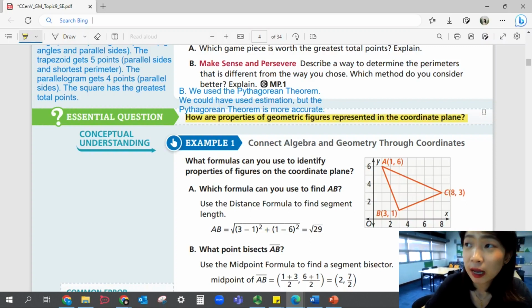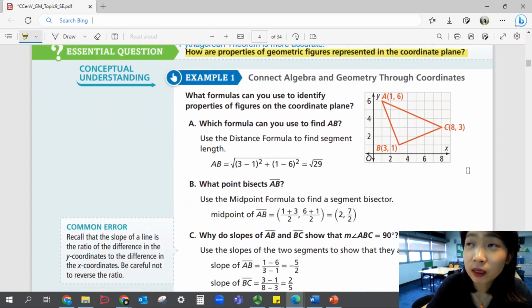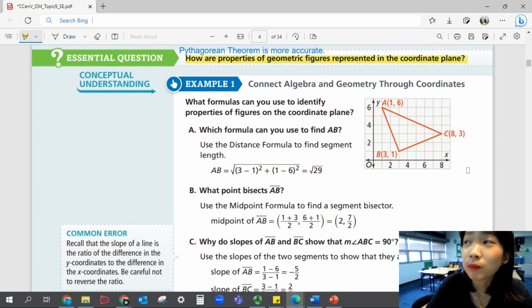Let's look at example 1. Connect algebra and geometry through coordinates. Isn't that amazing? Math always comes back and connects with other concepts that you have learned. It's very logical. So you'll find beauty in that. What formulas can you use to identify properties of figures on the coordinate plane? So on the coordinate plane, you see a triangle, and the points are labeled for you. Point A is 1, 6. Point B is 3, 1. C is 8, 3. So part A, which formula can you use to find AB?